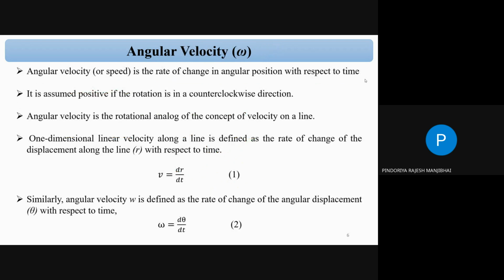Then angular velocity. Angular velocity is nothing but your speed, correct? We can say speed, and it is indicated by omega. Angular velocity, otherwise the speed, is the rate of change of the angular position. So theta is changing with respect to time. So we can say d theta by dt is equal to omega, correct? So theta is changing with respect to time.